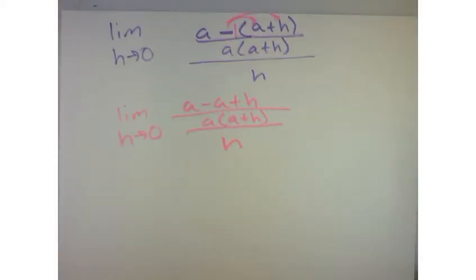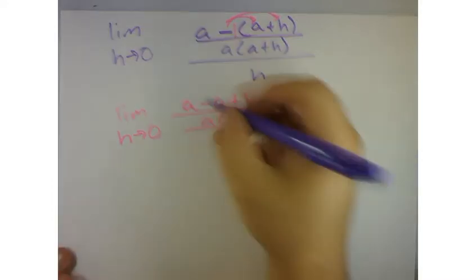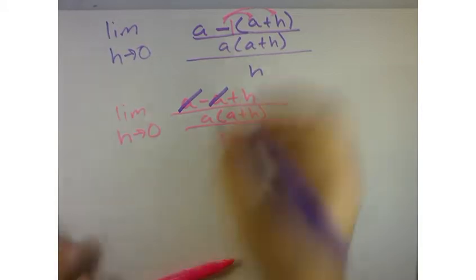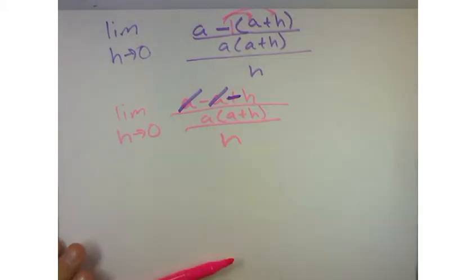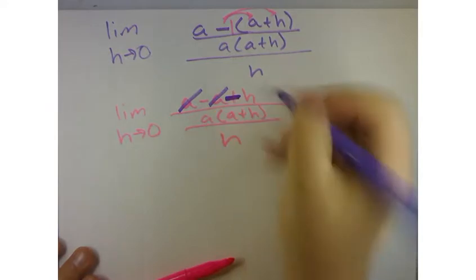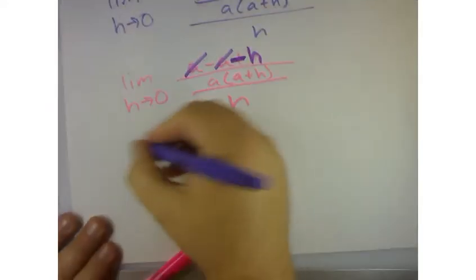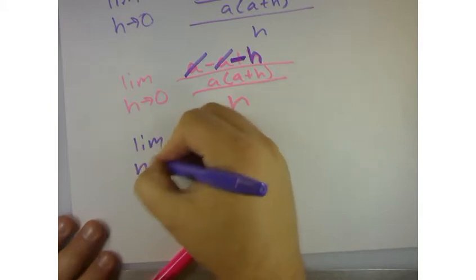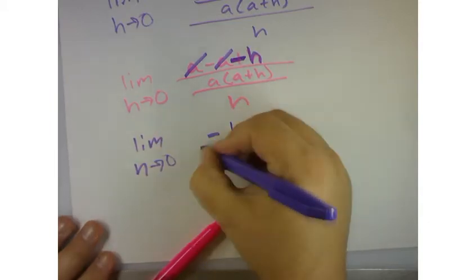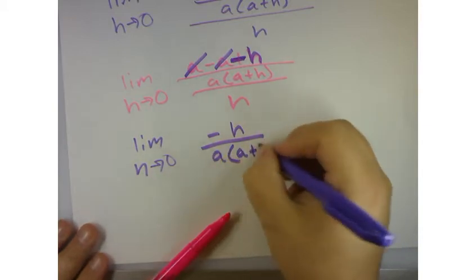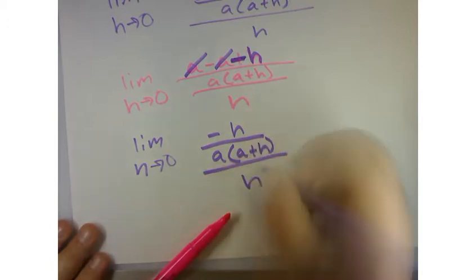Okay. So now an interesting thing takes place. This a cancels with this a, right? Wouldn't that be a negative h? Yeah. Ah, yes, you're correct. That would be a negative h. I'm sorry. When we push that through, that's a negative h. So what I really have is the limit as h approaches 0 of negative h all over a times a plus h, all over h.